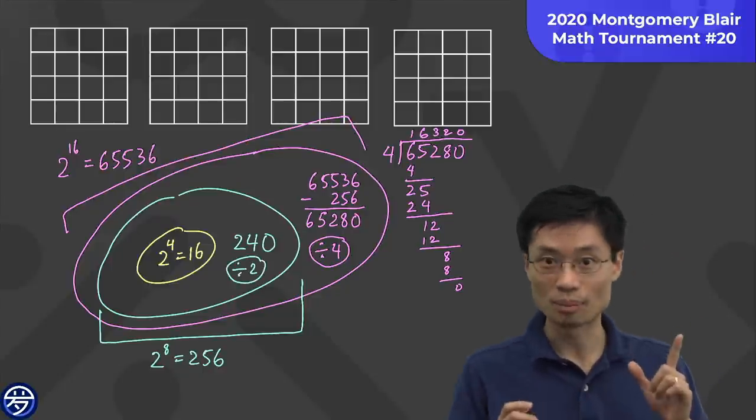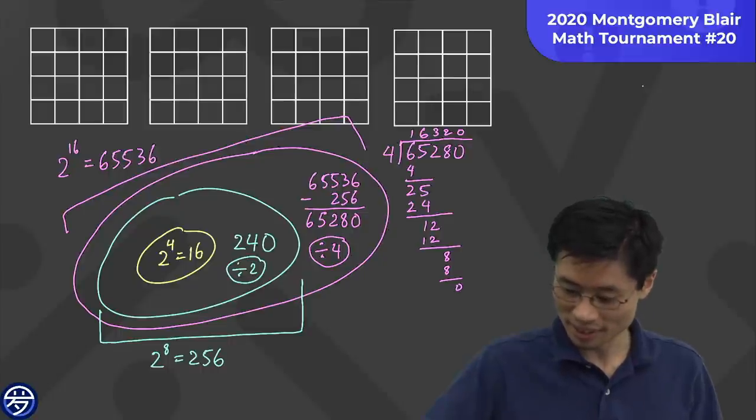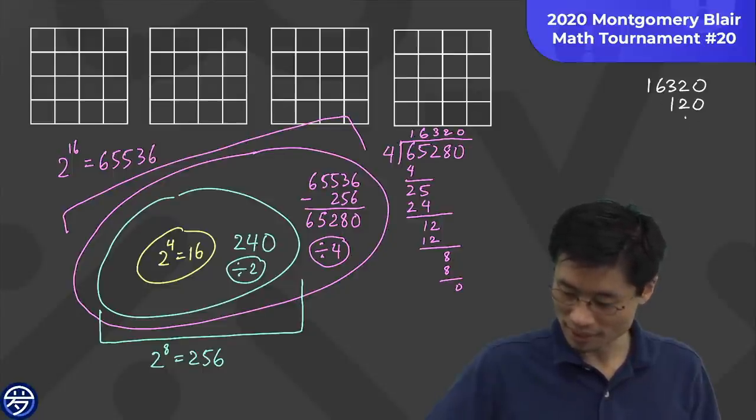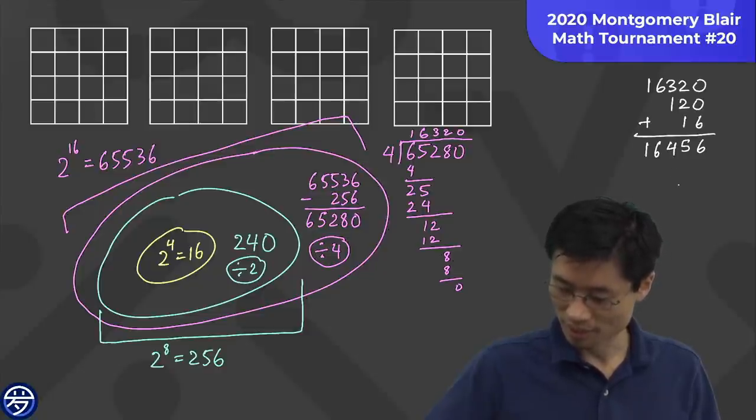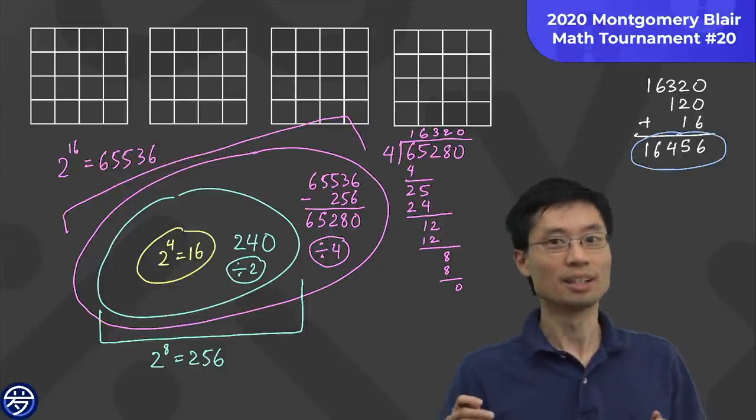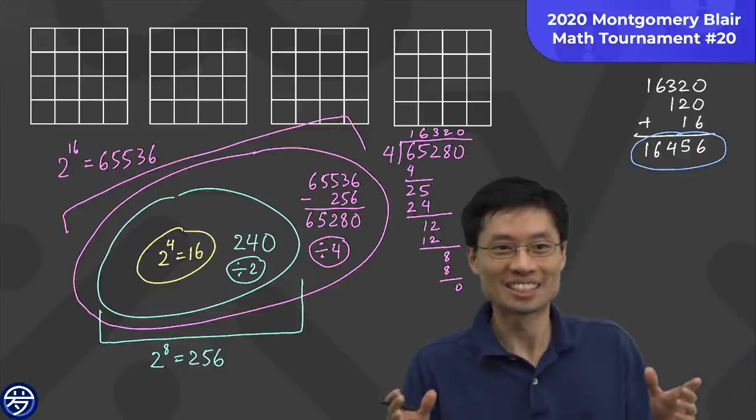So it's time to combine all our numbers. 16320 plus 120, that's 240 divided by 2, plus 16. And we get an answer, which is 16456. So I would go and say, it looks to me like this might be the answer. Oh no, it's the wrong answer.